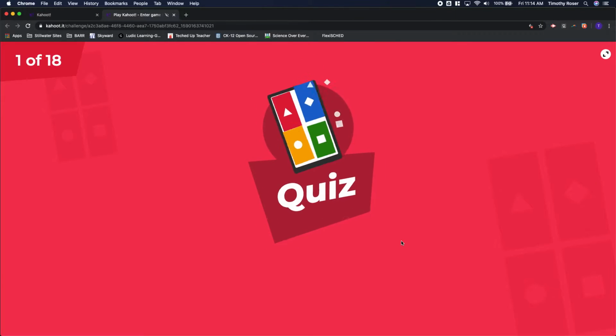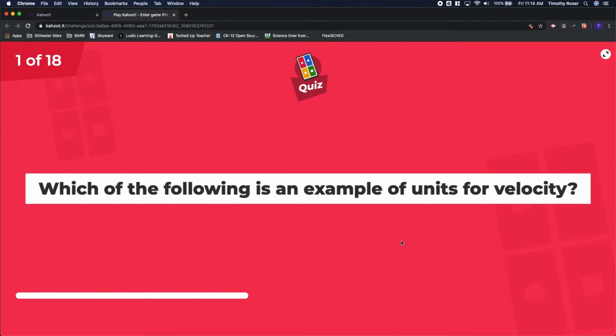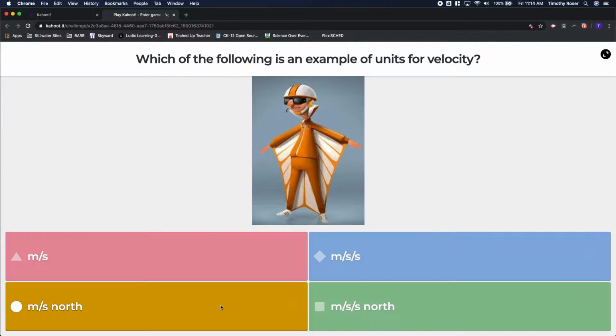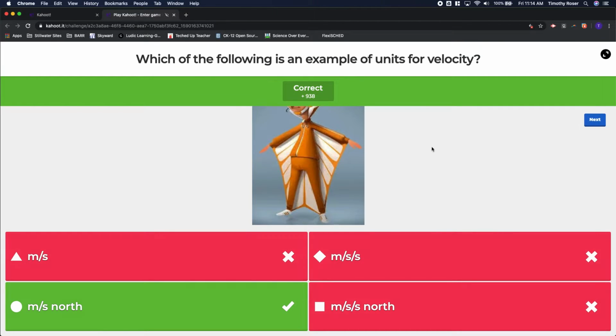Let's get to the first question. Which of the following is an example of units for velocity? So remember that velocity needs to include speed and direction, so that is going to be meters per second north.